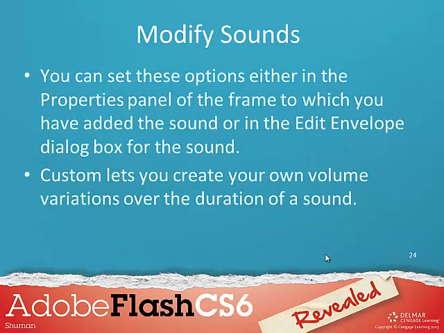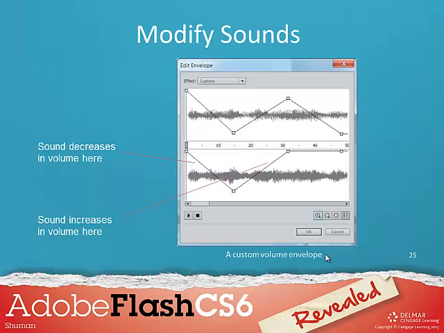You can set these options either in the Properties panel of the frame to which you have added the sound or in the Edit Envelope dialog box for the sound. Custom lets you create your own volume variations over the duration of the sound. And there it shows sound decreases in volume in this area here, and sound increases there on the rise.